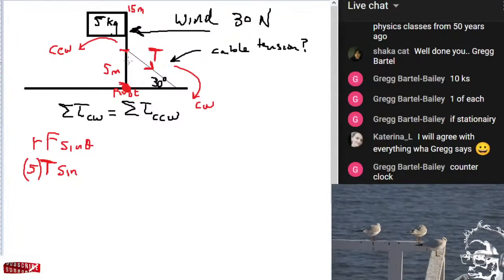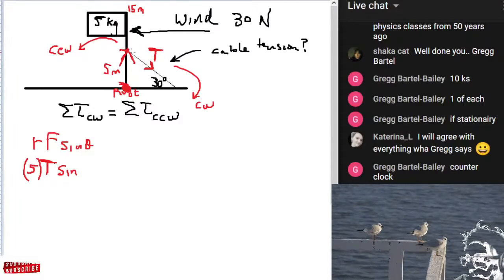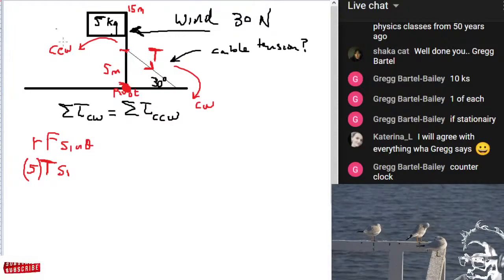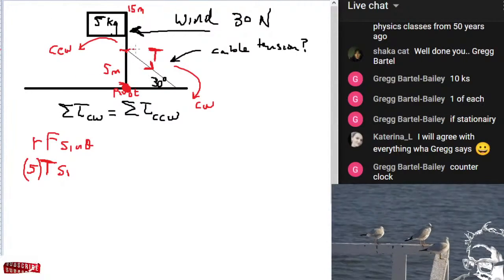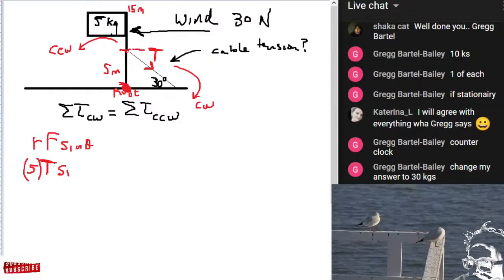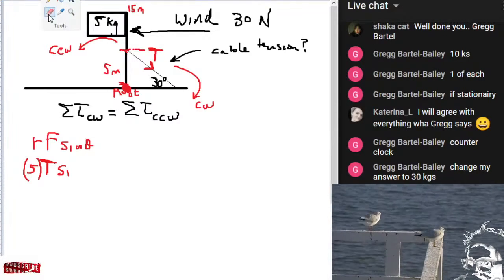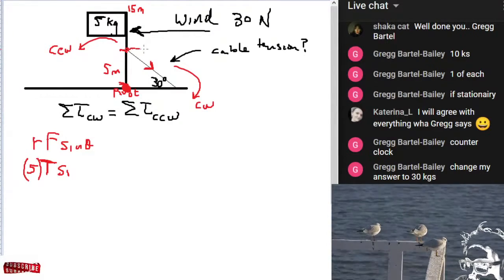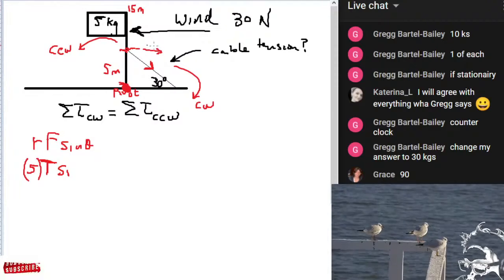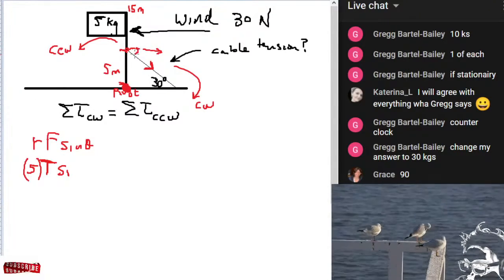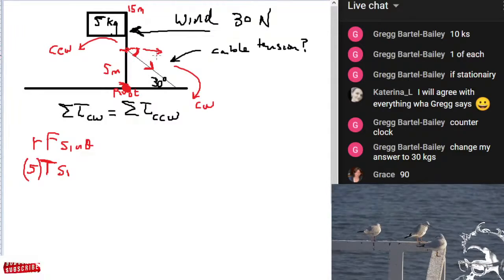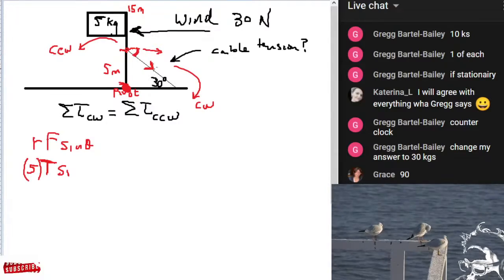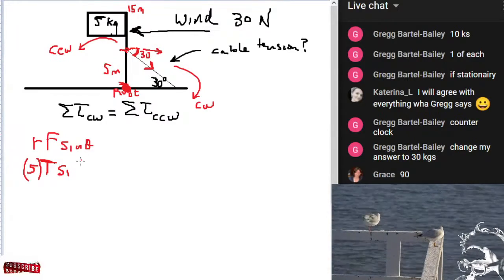Well, what is the angle between these? That's the tricky part with torque. You have to draw a perpendicular line to this. This is a component of the tension we need, and we need this angle right here. Now, if you remember from geometry, parallel lines with the same interior angle, this is 30. So this is sine of 30.